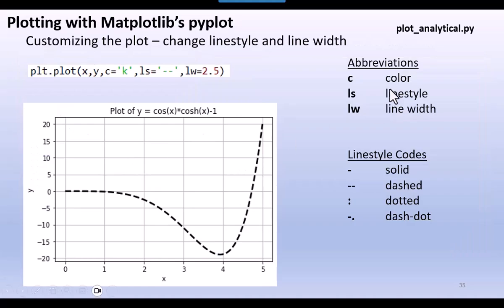And so here we've got C for color, LS for line style, LW for line width. And then just a single dash is solid. That's the default. Double dash and a colon for dotted, and a dash dot or a hyphen period for dash dot. So those are your standard line styles, okay?